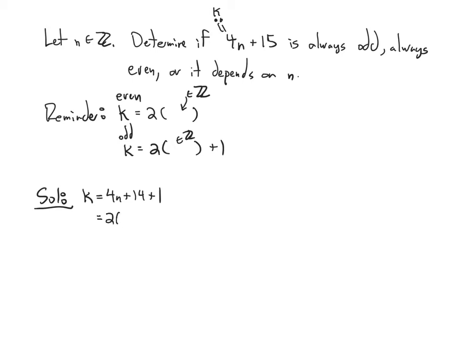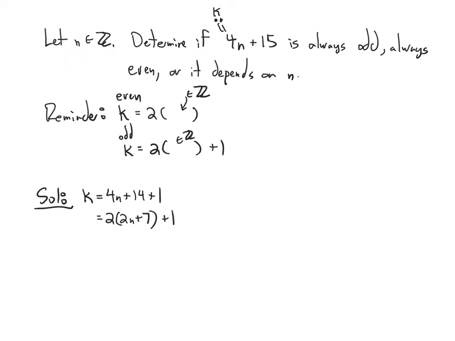So we factor out a 2, we get 2 times 2n plus 7. And to make sure you factor correctly, it's always a good idea to check if you multiply the 2 back, you get the same thing. 2 times 2n is 4n. 2 times 7 is 14. And we have a little plus 1 here. And look here, we have 2 times n plus 7.